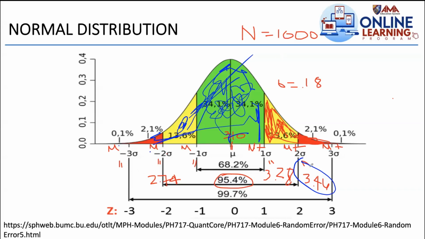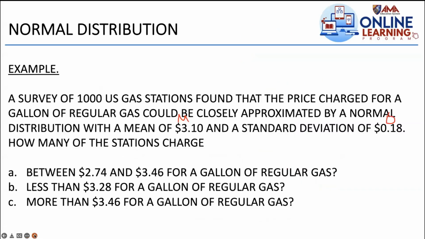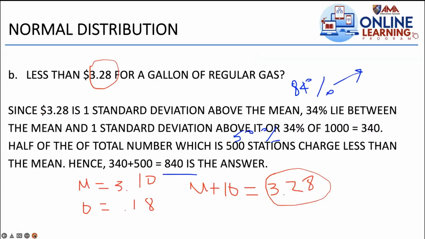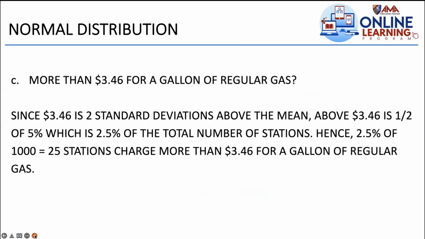25. But the problem is about more than, no? But I just added this. What if I want to know the number of stations which charge less than 2.74? Same answer, because 2.5, 2.5. How come I divide into 2? Because of symmetry, remember? The property of symmetry. So that's how you answer these problems using the empirical rule. Okay, class?